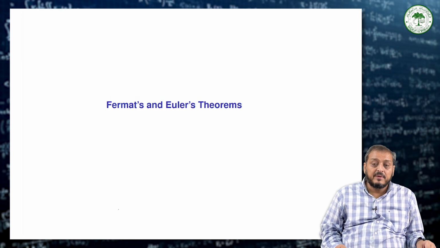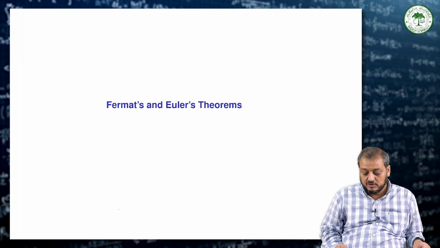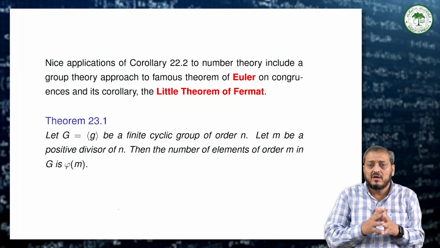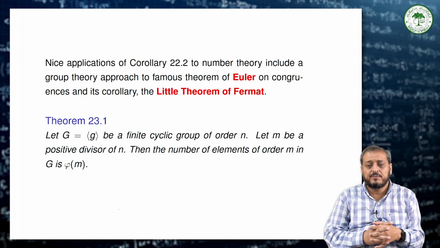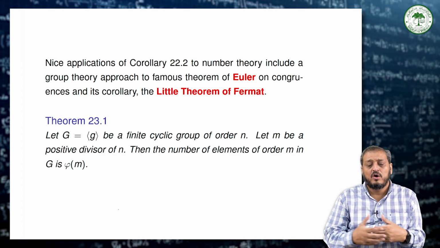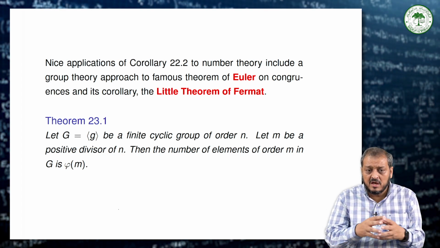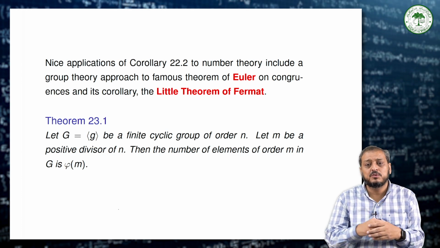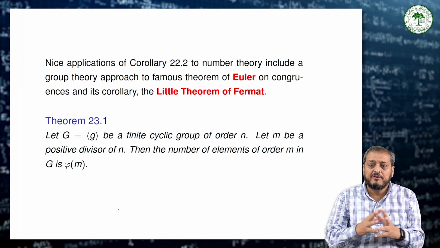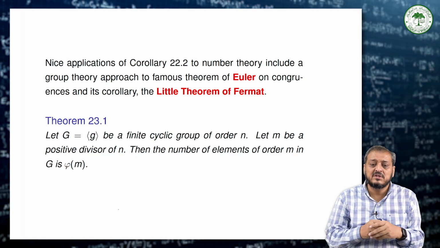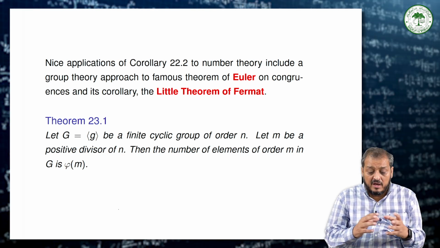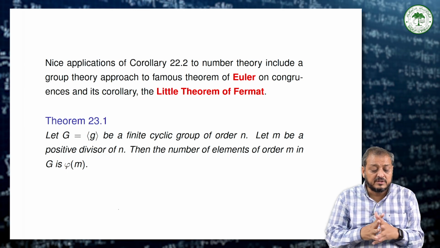Last class, as one of the applications of Lagrange's theorem, we proved that if the order of a group G is a prime, then every non-identity element generates the group G. This is a nice application of that result to number theory, including a group theory approach to the famous theorem of Euler on congruence and its corollary, the little theorem of Fermat. We start today's lecture with this theorem.